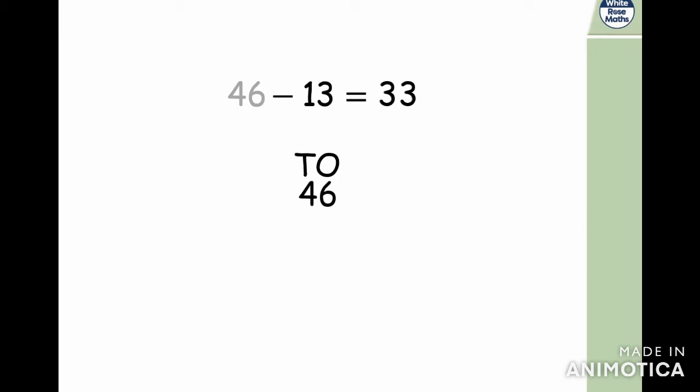4 tens, 6 ones. We've got our minus symbol to show that we're doing a subtraction. And our 13, making sure our tens go in the tens column and our ones go in the ones column. Here's our equals sign and our answer, 33. Again, making sure the tens go in the tens column and the ones go in the ones column.